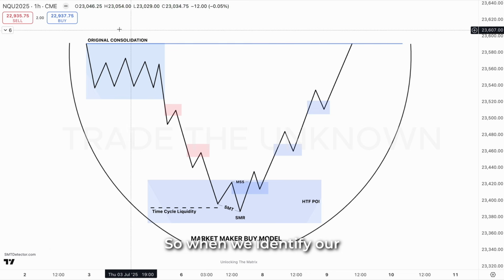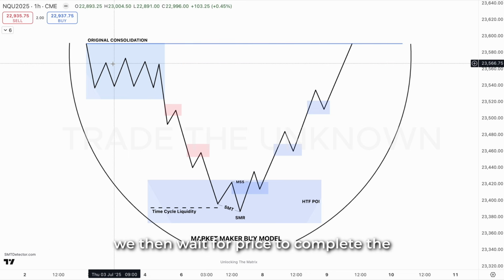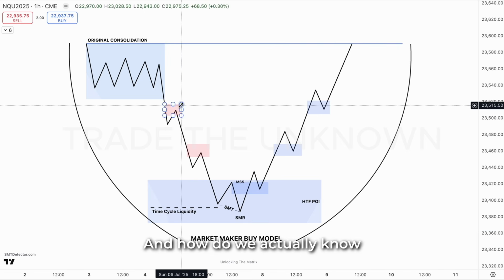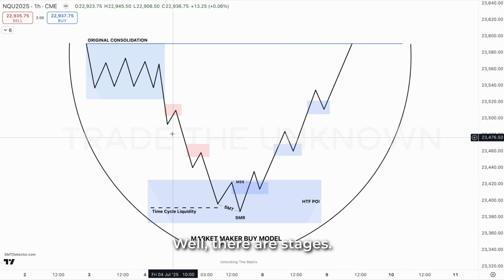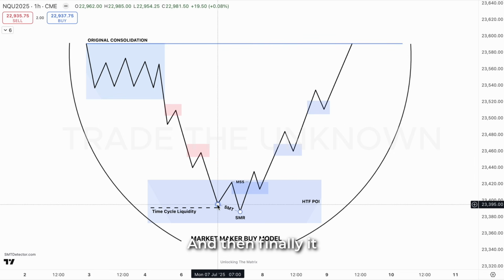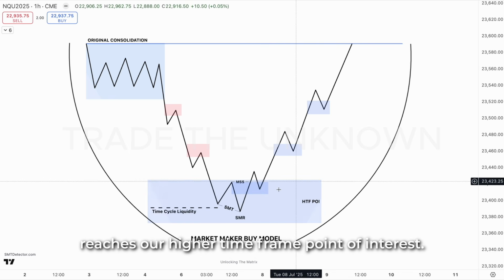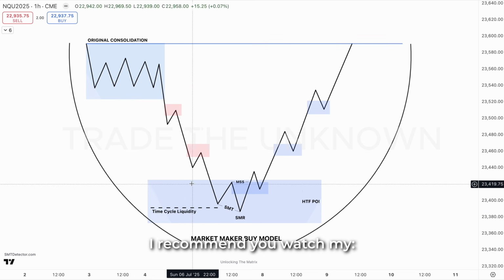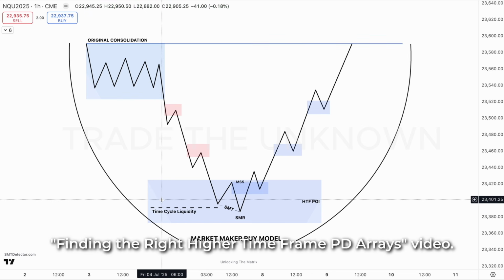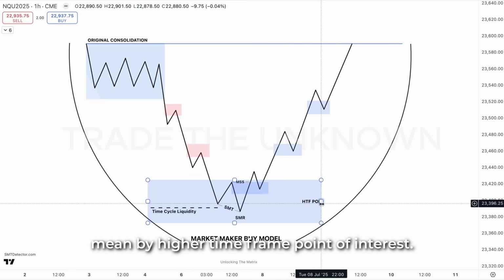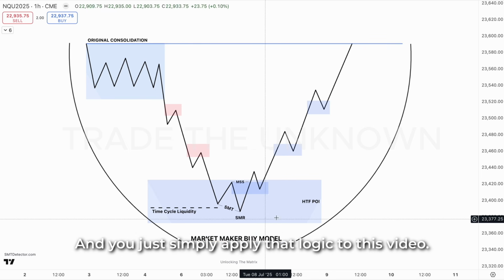So when we identify our original consolidation, we then wait for price to complete the left side of the curve. In this case, it's the sell side of the curve. And how do we actually know that the left side has been completed? Well, there are stages. You can see price goes from consolidation and then finally it reaches our higher time frame point of interest. Now, if you're unsure about your point of interest on the higher time frame, I recommend you watch my finding the right higher time frame PD arrays video. In that one, you're going to be able to quickly understand what I mean by higher time frame point of interest, and you just simply apply that logic to this video.